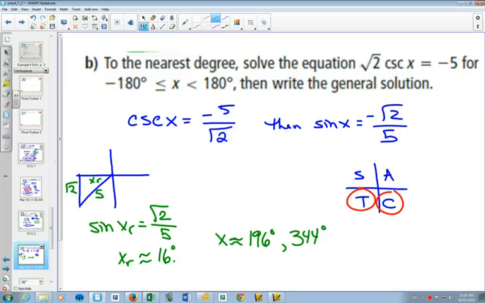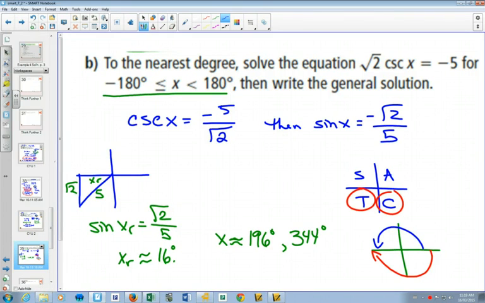Now that would be solving it from 0 to 360. Okay? And I'm going to use those values when I do my general solution. But now this question is asking from negative 180 to 180. So if I think about my unit circle, negative 180 to 180 means going from 0 to 180 in the negative direction and 0 to 180 in the positive direction. Since my answers are in quadrant 3 and 4, I'm really looking for the two negative answers.